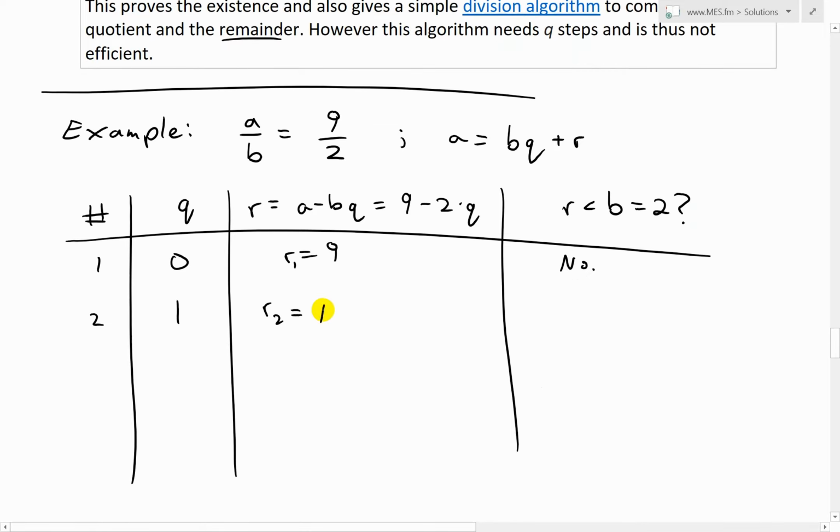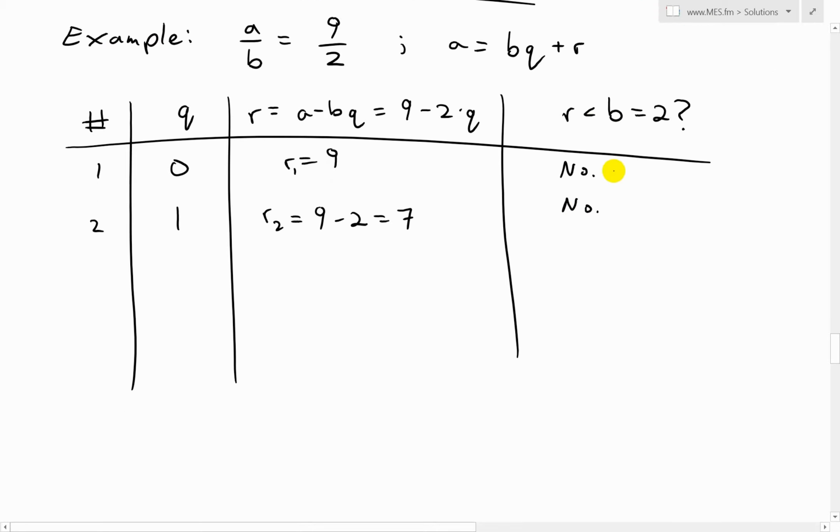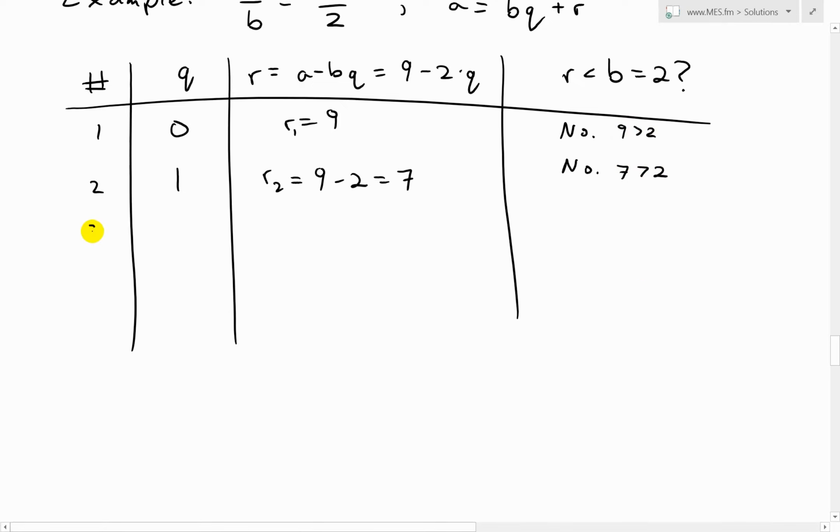So what we can even look at is 9 minus 2, like that, which just equals r1 minus 2. This just equals 7. And then is r less than 2? No. R is greater than 2. So 7, in this case we have 9 is greater than 2, and we have 7 is greater than 2 there. Now we go to the next step. So we increase the q by, well, now it's 2 there.